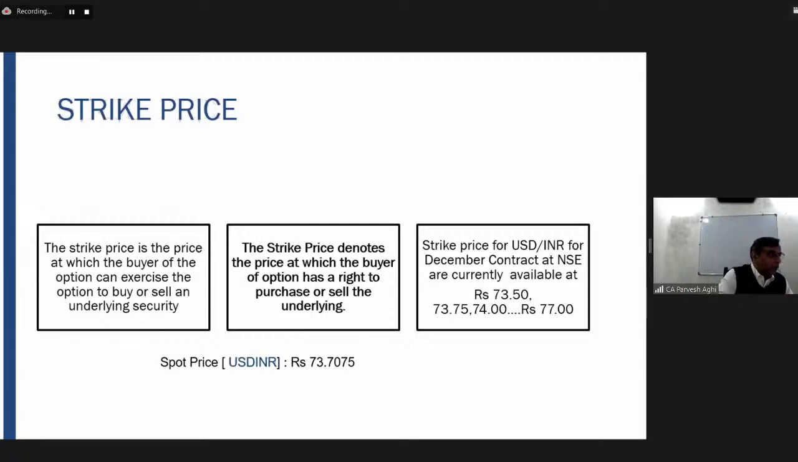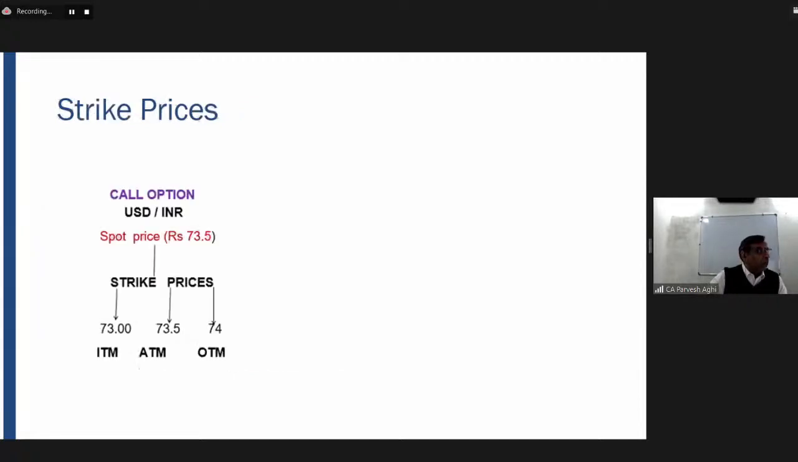So, the current spot price was 73.70 at the time when I made this slide, and December contracts were available at these. Okay, so these strike prices are different from the spot price. Now, please focus here. This is the most important part of the slide, a call option. Currently the spot price, which is seen on your screen, is 73.5.